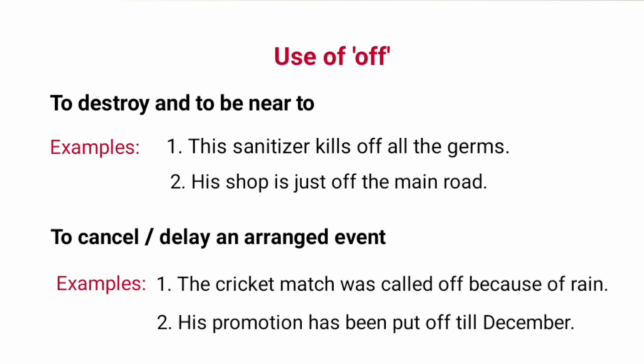If we want to say to destroy and to be near to, we use 'off'. Examples: This sanitizer kills off all the germs. Here 'kills off' means destroys. Number 2, his shop is just off the main road. Means the shop is near the main road.